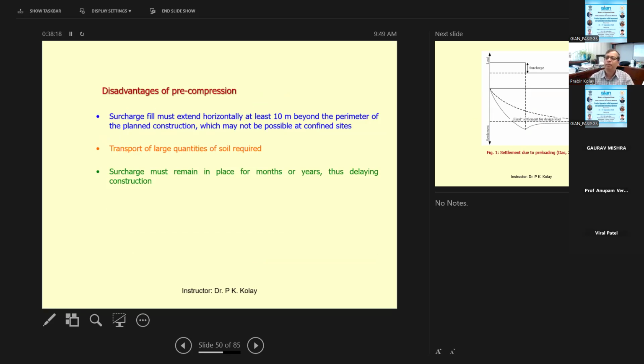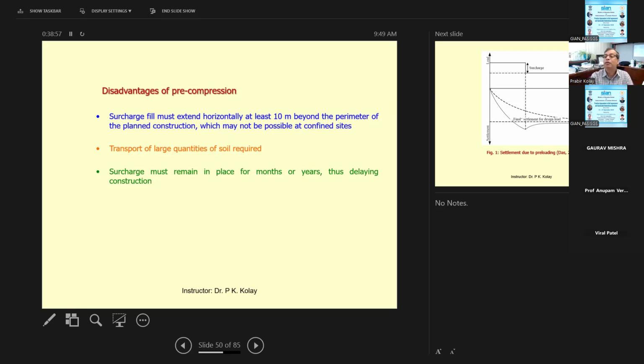Disadvantages: surcharge fill must be extended at least 10 meters beyond the perimeter of the plant construction. So you have to go a little bit wider. Transport of a large quantity of soil is required. Sometimes it is not locally available. Then the surcharge must remain in place for months or years. That delays construction. So when we don't need the construction to be faster, you just wait, keep that load, leave it for some time, and then see when the consolidation is done.